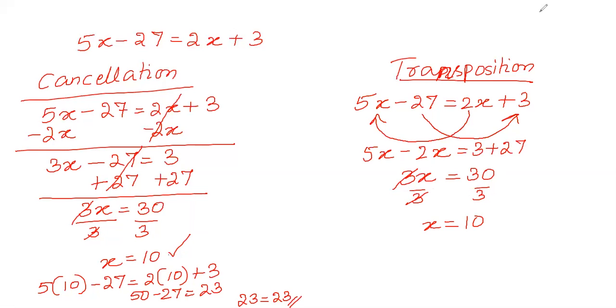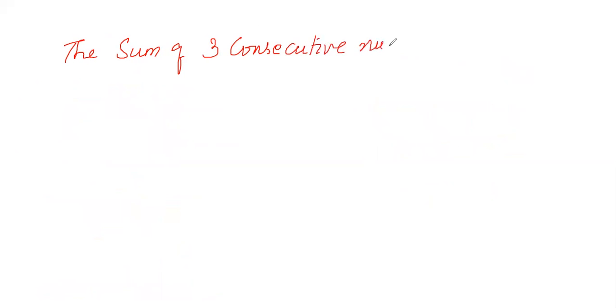Okay, fine. So we'll do word problems. There are a lot of word problems there. We'll do 1 or 2 word problems also. Okay, fine. Now, say for example, the sum of 3 consecutive numbers is 36. What are the numbers?